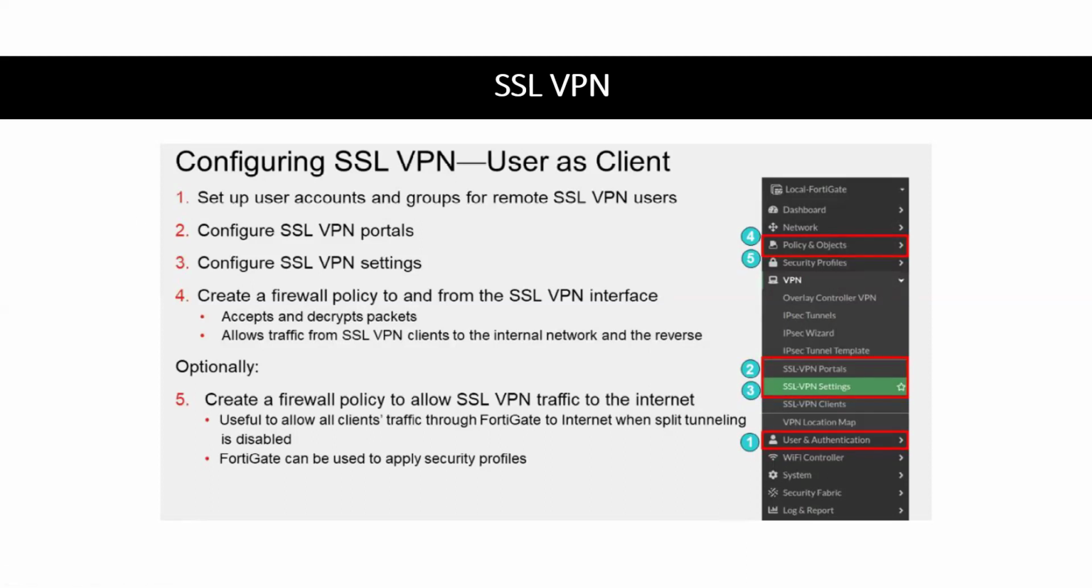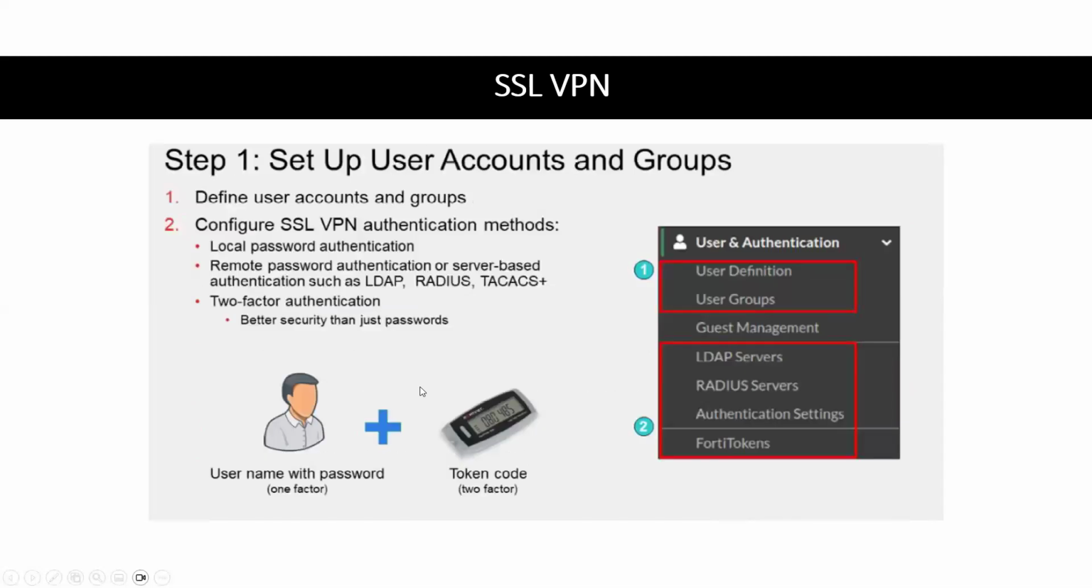All right, so step 1: set up user accounts and groups. First things first, we're going to define the user accounts and groups. Then second, of course, configure the SSL VPN authentication methods. We can do local password authentication, or remote password authentication that you learned about before in section 5 of the study guide, so LDAP, RADIUS, TACACS+. Or we can use MFA, two-factor authentication, where you get a token code, and of course, username and password. So let's do that right now.